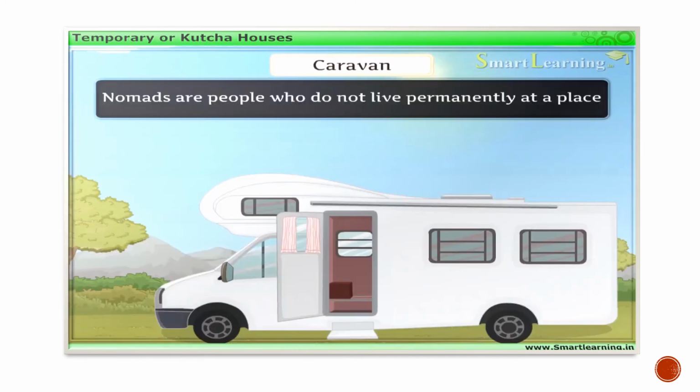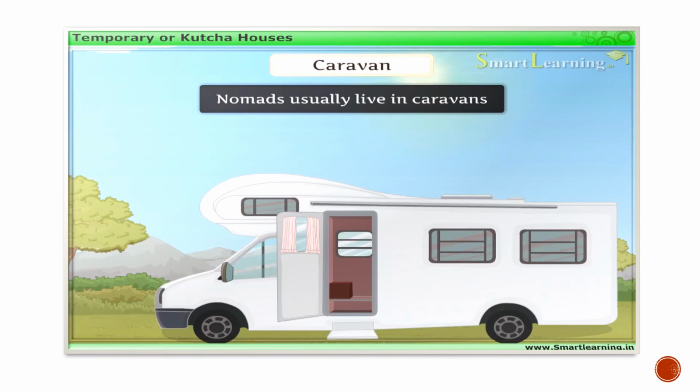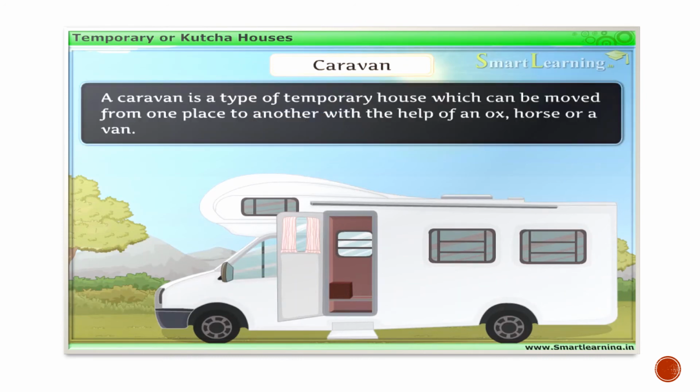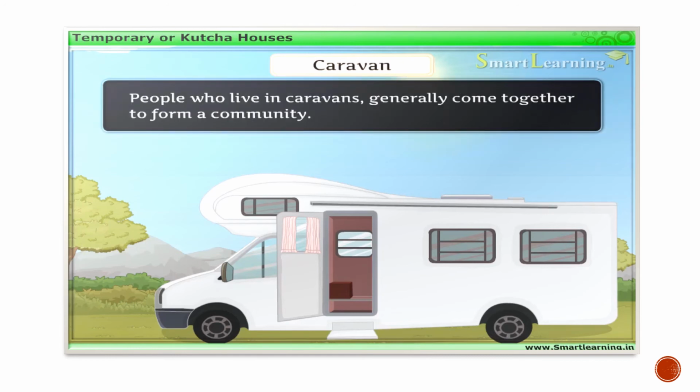We know that nomads are people who do not live permanently at a place. They usually live in caravans. A caravan is a type of temporary house which can be moved from one place to another with the help of an ox, horse, or a van. People who live in caravans generally come together to form a community.